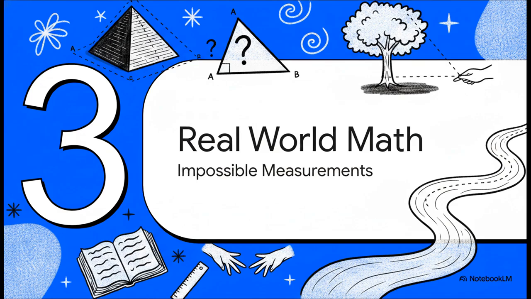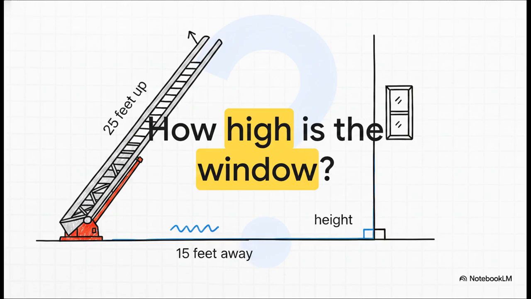Section 3 now. Math in the real world, solving impossible measurements. So this rearranged formula is an incredible tool to solve problems where direct measurement just isn't an option. Let's look at a real-world emergency scenario. A firefighter ladder reaches 25 feet up to a window. The base of that ladder is resting on the ground, exactly 15 feet away from the wall. The big question is, how high is that window?